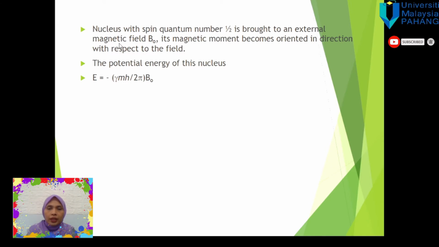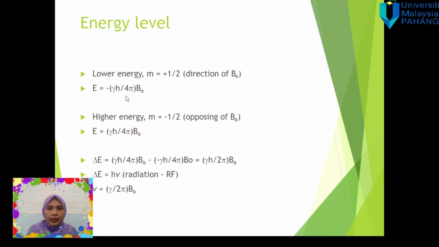When you put it into the constant magnetic field from the instrument, what happens? The magnetic moment now becomes oriented with or against the constant B node. So the potential energy of these two states becomes one lower and one higher. The one with the magnetic moment of positive half, which means spin up, directed with the B node, has a lower energy. This is the formula for the energy. The one that is against or opposite to the B node has a higher energy.